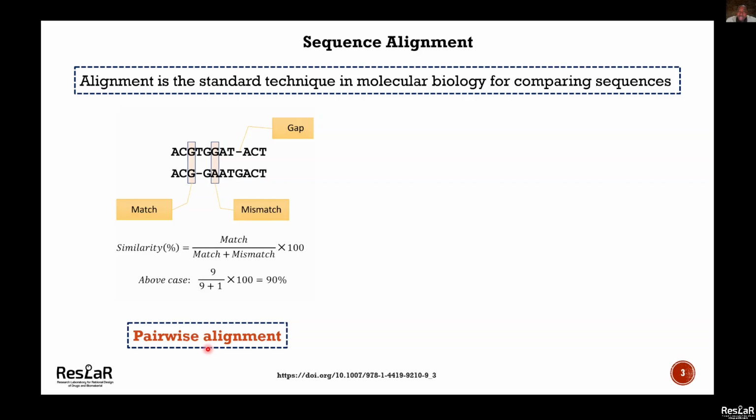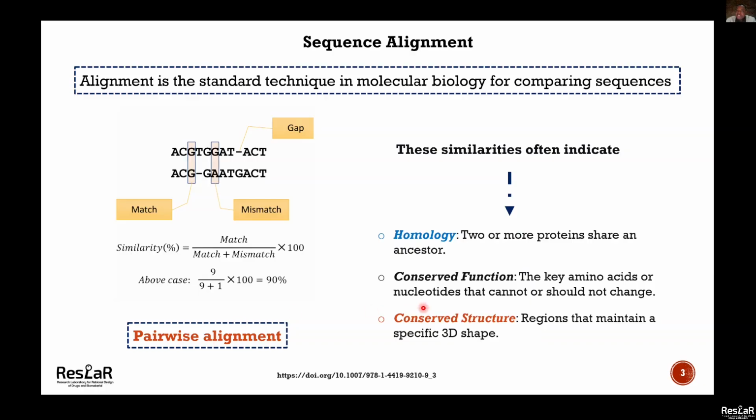This is usually done by what is called pairwise alignment. That is, you start the two sequences from the same end, and then you align them line by line for every nucleotide or every amino acid until you get to the end, and then you compare. Now, these similarities often indicate homology. That means two proteins, two sequences, two DNA, evolved from the same ancestral line. It also can talk about conservation of function, and also conservation of structure, because if two sequences are very similar, most likely they're going to have a similar structure.